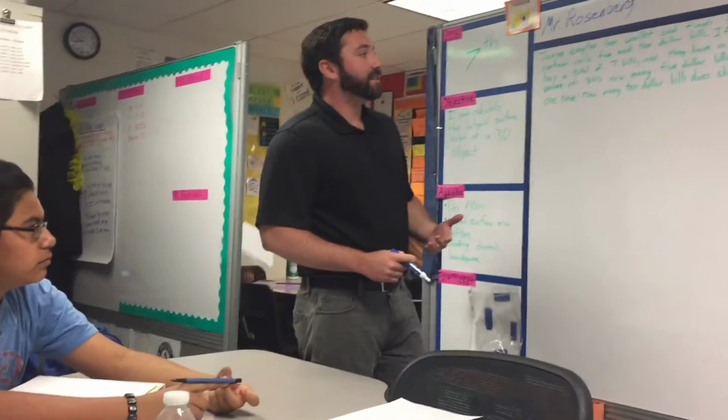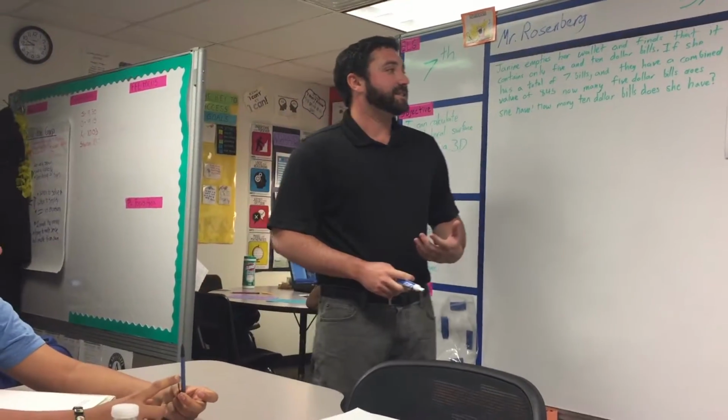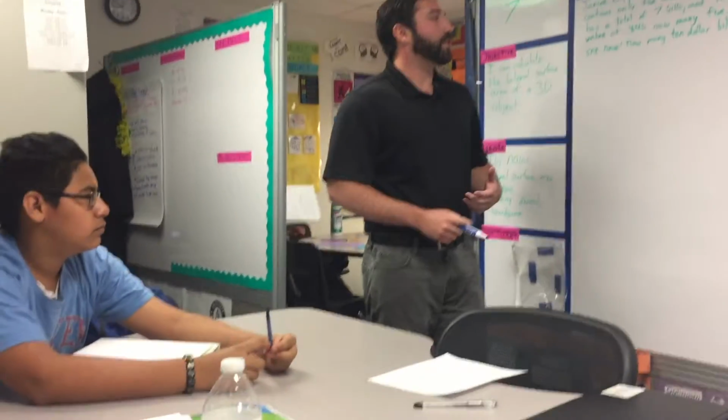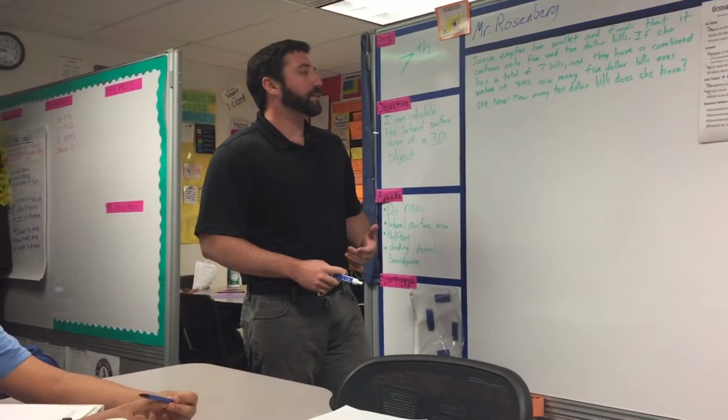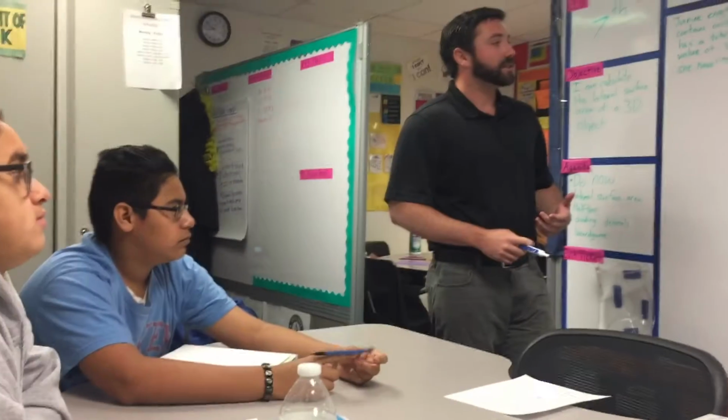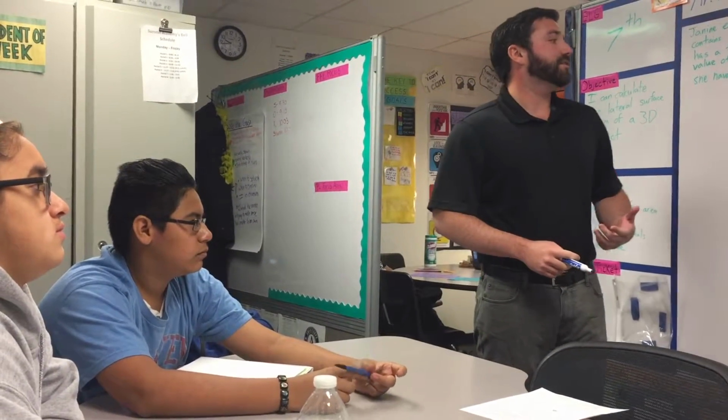Janine empties her wallet and finds that it contains only $5 and $10 bills. If she has a total of 7 bills and they have a combined value of $45, how many $5 bills does she have and how many $10 bills does she have?